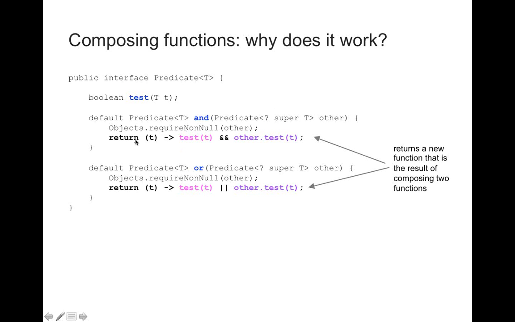And the way this works is by saying, well, let's return a lambda expression, which takes an element of type T, so in this case it would be an invoice, and does two things on that element. It tests it with the current implementation of test, and then uses the AND operator to test it also with the predicate passed as an argument. And we can do something similar with the OR method.